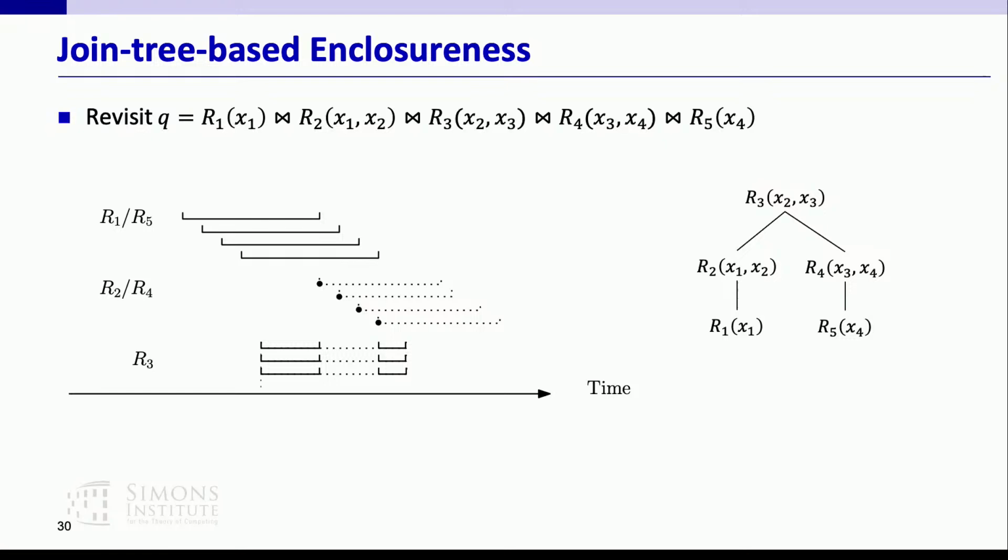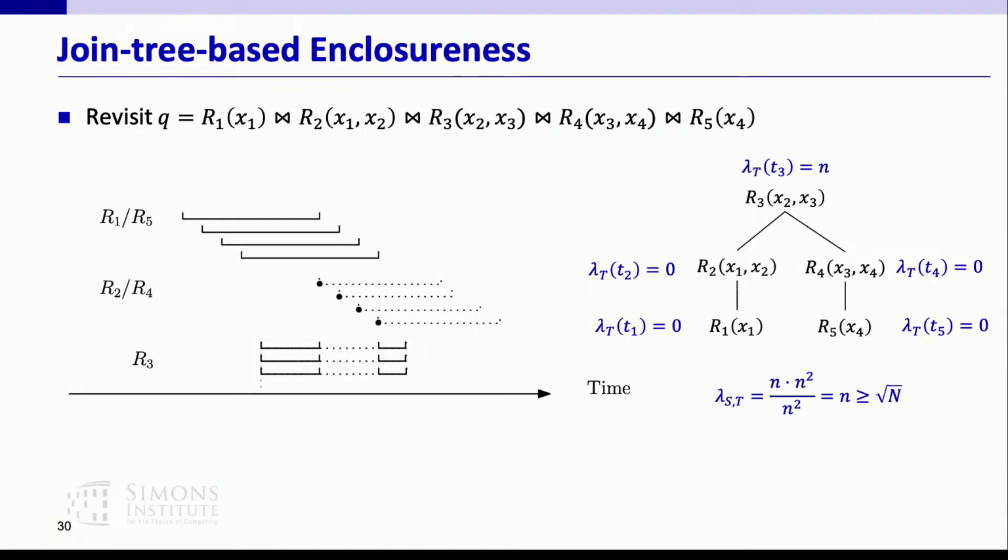And for this join tree, all those tuples have the enclosure list as 0, but for tuples from R3, the disjoint effective lifespan is essentially linear, because you can just choose all those effective lifespans and they are all disjoint. So that's why this query and this update sequence will have enclosure list as large as root n. So this is not captured by the previous notion of enclosure list.